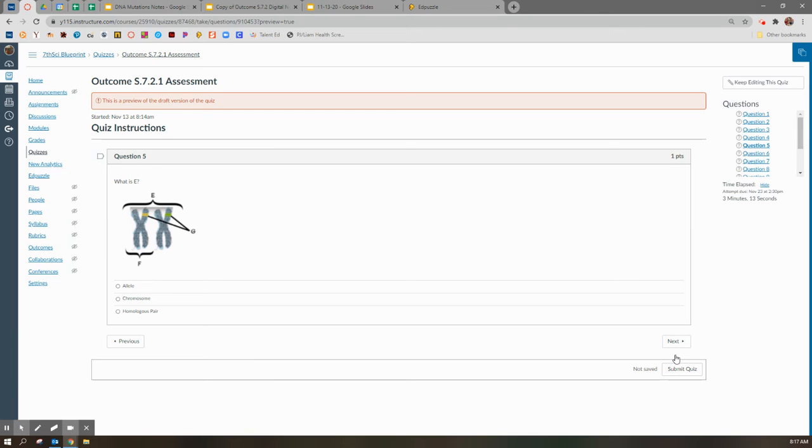Question 5. What is letter E? Is it an allele? Is it a chromosome? Is it a homologous pair? Question 6. What is letter F? Is it a chromosome? Is it a gene? Or is it a homologous pair?